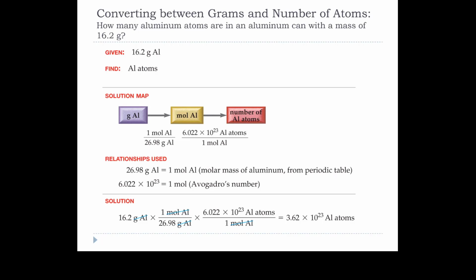So 16.2 grams of aluminum. How many atoms is that? Well, again, we go to the periodic table. We look up aluminum. We see that it's 26.98 grams of aluminum in a mole. And then we would use Avogadro's number to convert the moles to atoms. So you can see it laid out down here at the bottom. Start with grams of aluminum.